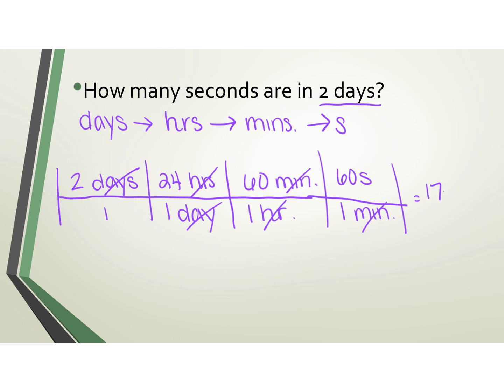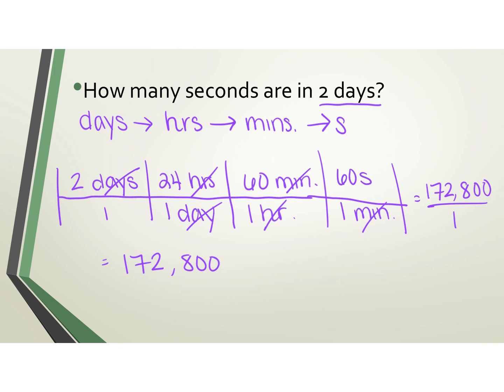Okay, 172,800. Okay. Multiply the bottom row. What do you get? 1, and now we just divide. 172,800 divided by 1 is? 172,800.